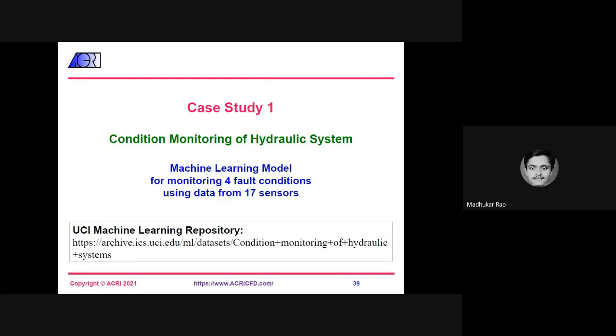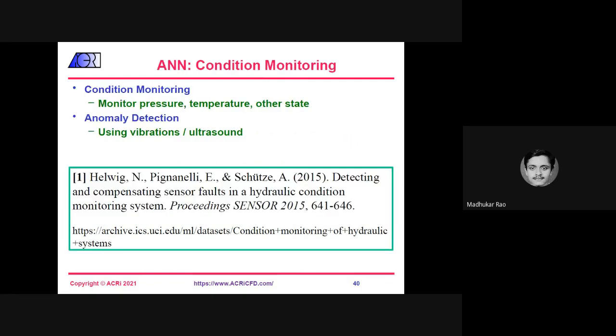Okay. Good. So basically, there was some open data sitting in the University of California Irvine machine learning repository, and for those who are interested, this is a very good source of engineering data sets on which you can practice your machine learning skills. So this is a machine learning model for monitoring fault conditions in a hydraulic circuit using data from a few sensors. This is the paper in which the details have been published, Helwig et al., 2015, detecting and compensating for sensor faults in a hydraulic condition monitoring system.